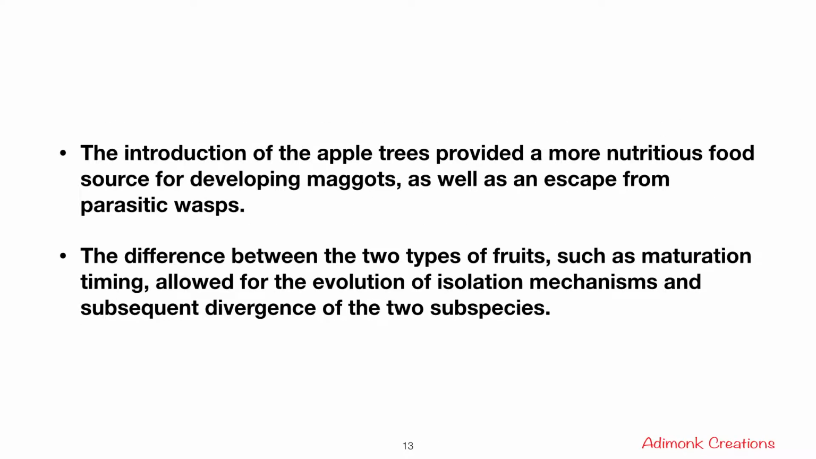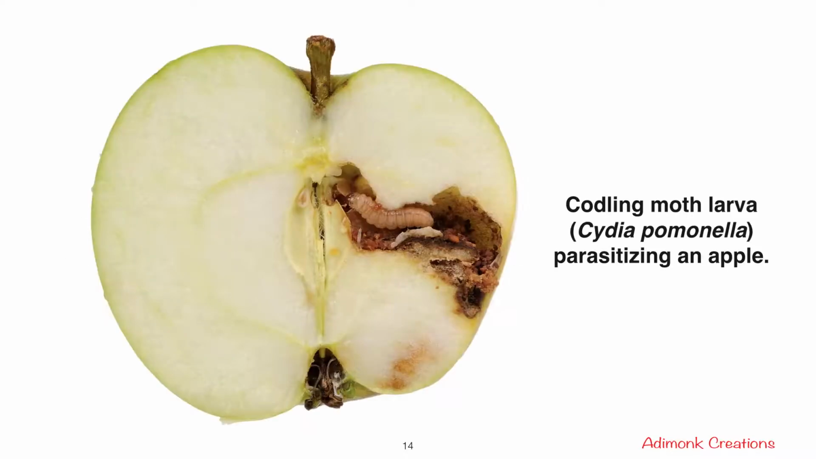So the introduction of the apple trees provided a more nutritious food source for developing maggots, as well as an escape from parasitic wasps. So the difference between the two types of fruits, such as maturation timing, allowed for the evolution of isolating mechanisms and subsequent divergence into two subspecies. So here is the subspecies of the maggot fly, which has been living in the newly introduced apple trees, and this is how they live inside the apple tree and lay their eggs, which turn into maggots.